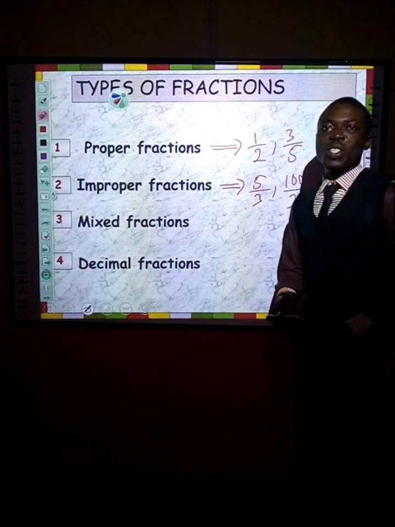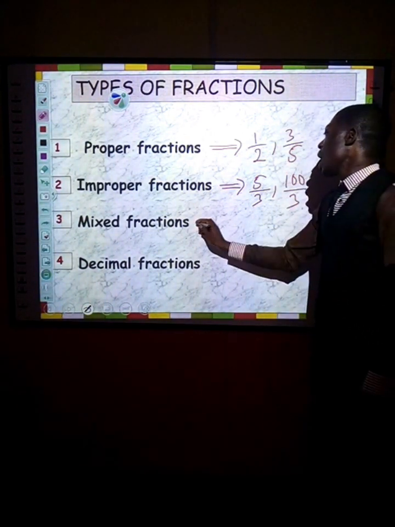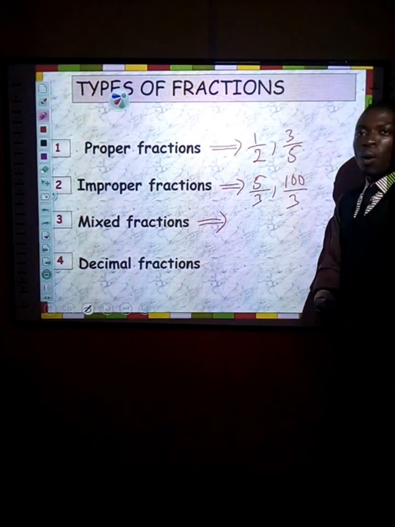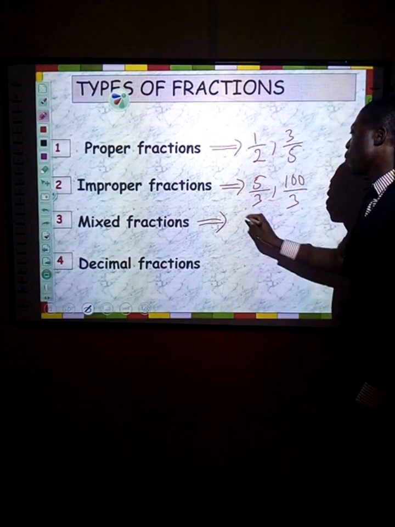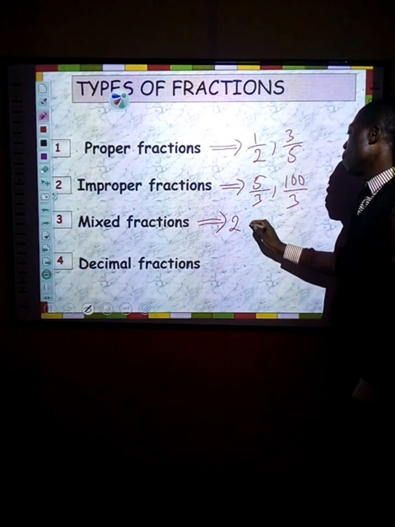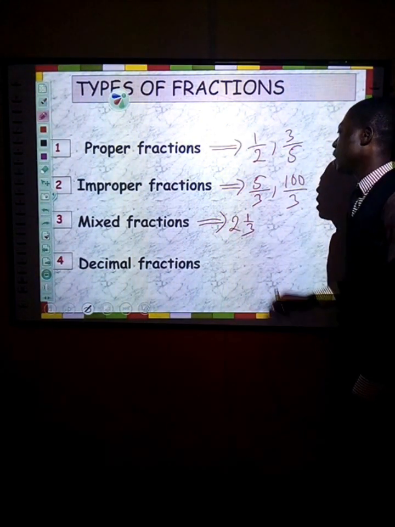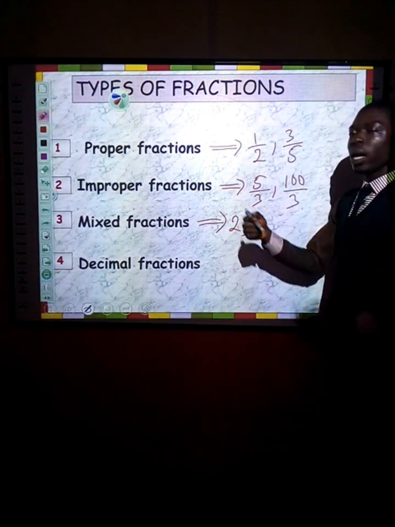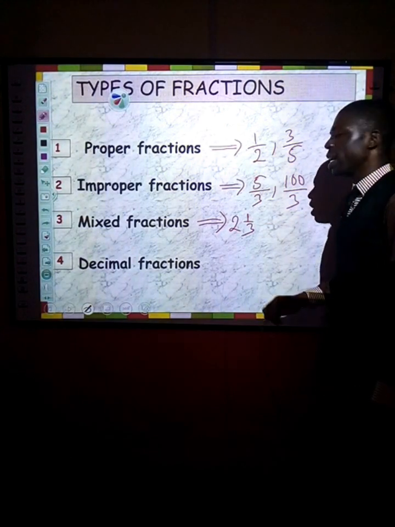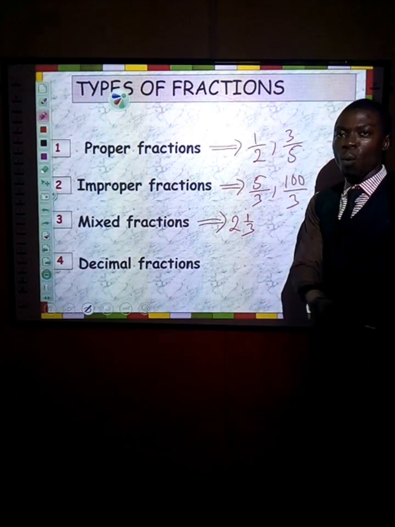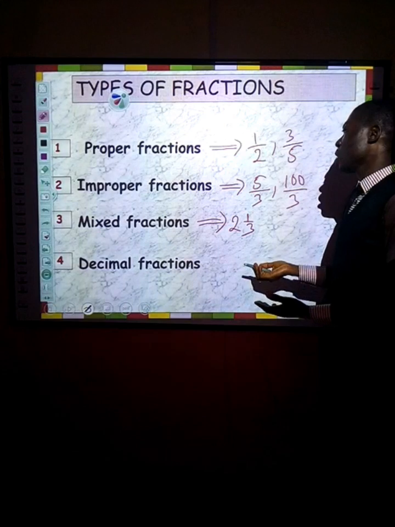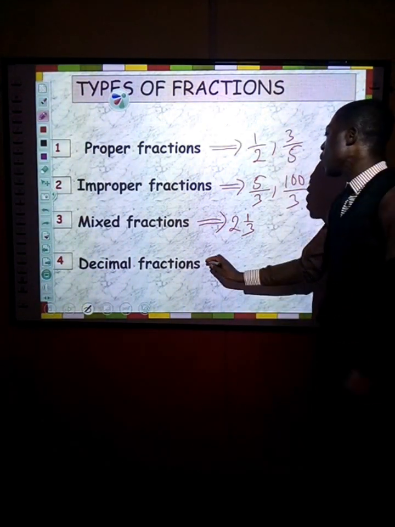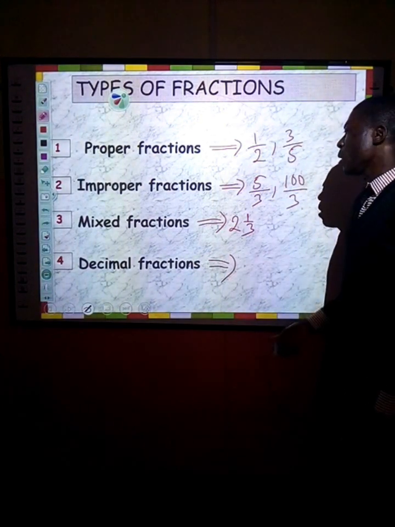Now, the third one is called mixed fraction. And so mixed fraction is just a combination of a whole number and a proper fraction. For example, if I write two whole number 1/3, it's an example of mixed fraction. Why? The 2 here is a whole number and 1/3 is a proper fraction. So when you combine a whole number and a proper fraction, the resultant fraction you get is called a mixed fraction.